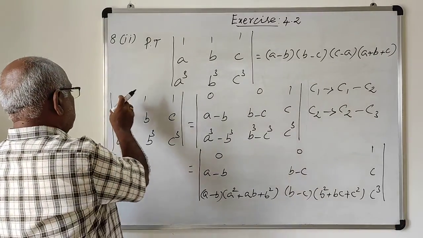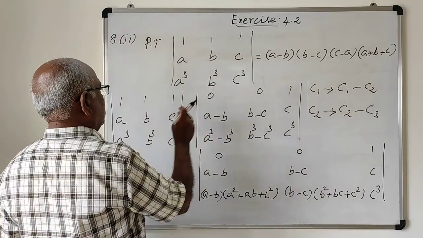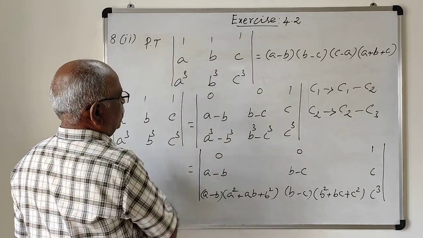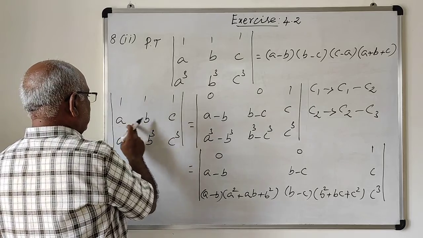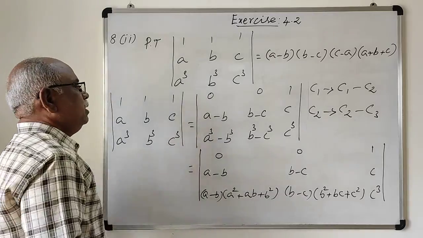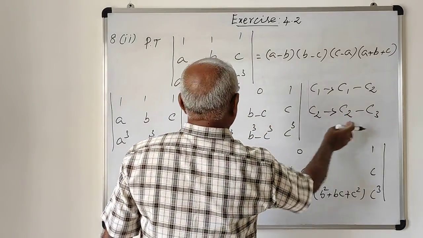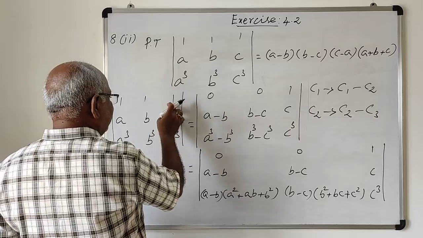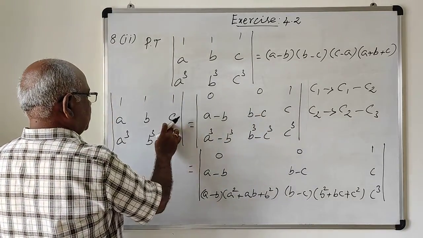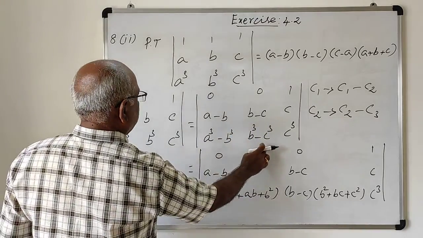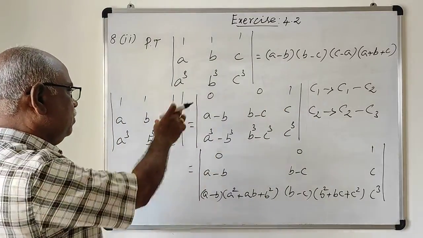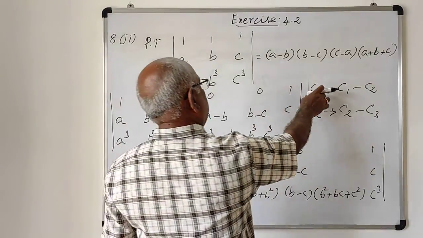I am going to subtract C2 from C1, that is 1 minus 1, 0; a minus b; a cube minus b cube. This is the first column. Similarly, the second column C2 is C2 minus C3. That is 1 minus 1, 0; b minus c; b cube minus c cube. And the third column as it is, 1, c, c cube. This is our first operation. These two operations we have done in this determinant.